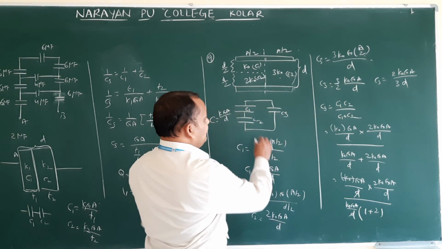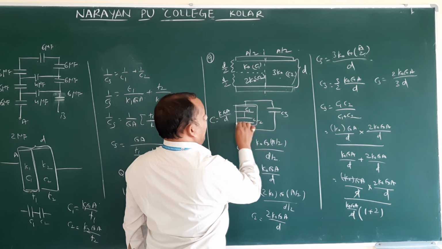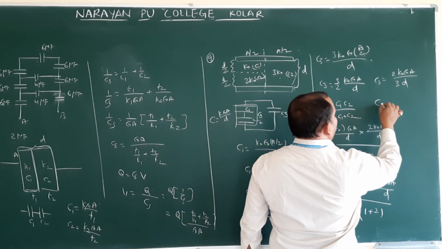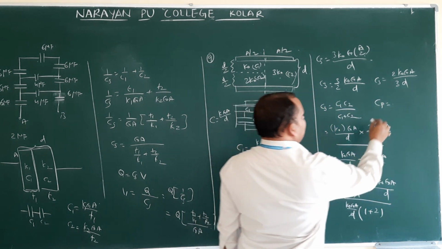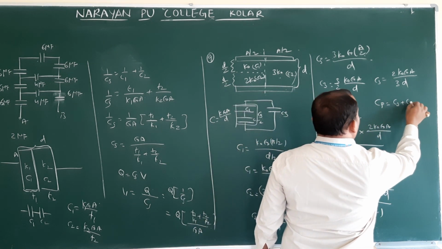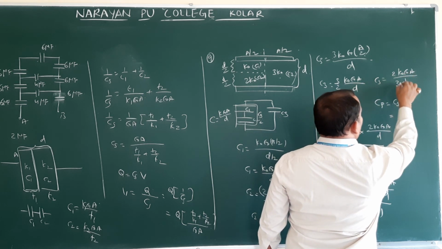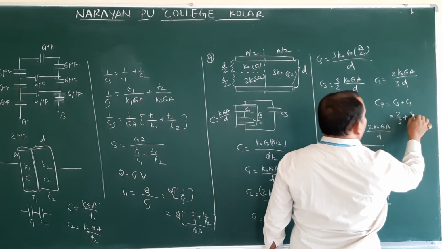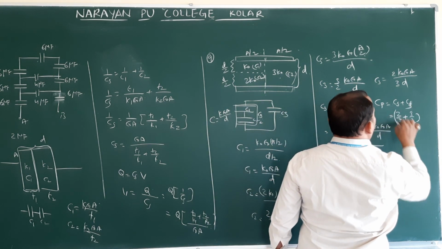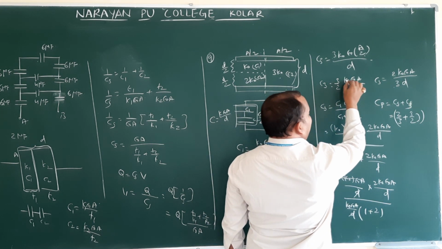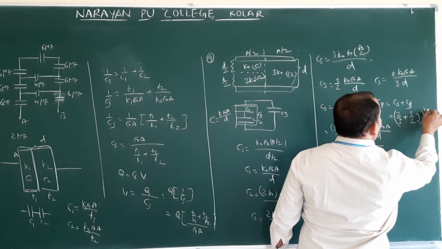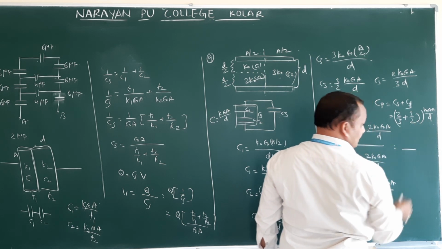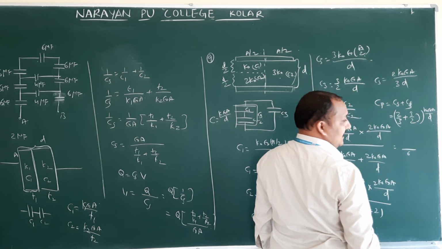How are these two connected? The CS and C3, these two are connected in parallel. Therefore, resultant capacity Cp is equal to CS plus C3. CS value is 2 by 3 and C3 value is 3 by 2. K naught epsilon naught A by D is common, so directly I am writing here K naught epsilon naught A by D. What is the LCM here? 3 into 2, that is nothing but 6.